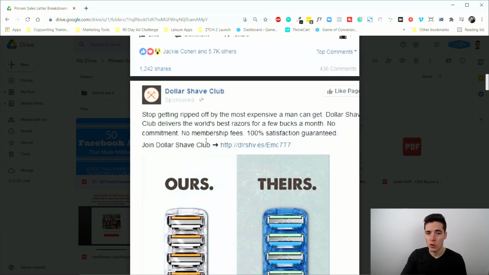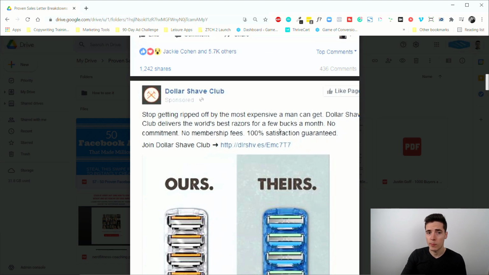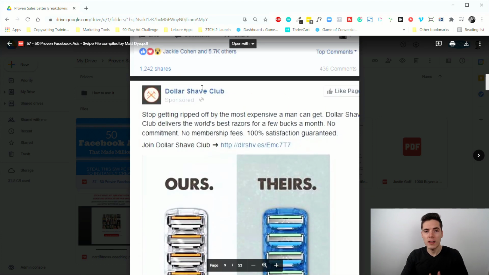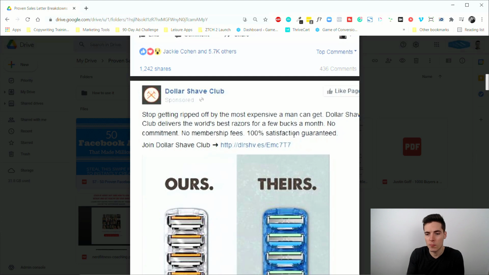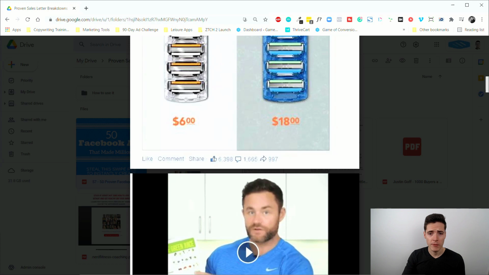Okay, so no commitment, no membership fees. These are objection handling elements. 100% satisfaction guarantee is basically a little proof element here. And then we have the call to action. So super simple, but once again, this is an e-commerce product, so it doesn't necessarily have to be long. But I think that Dollar Shave Club also has ads that highlight their brand story more, or which highlight the funny or humorous aspect of their brand. Okay, but it obviously worked.